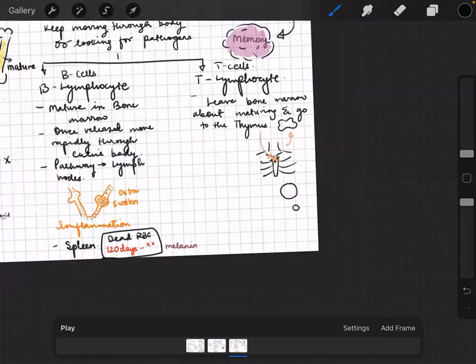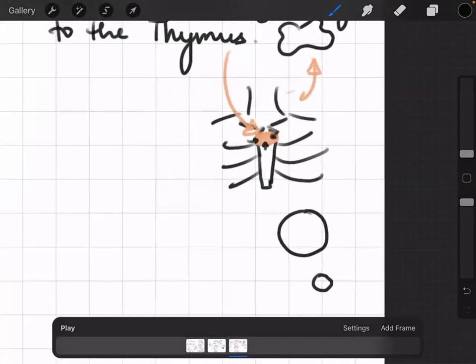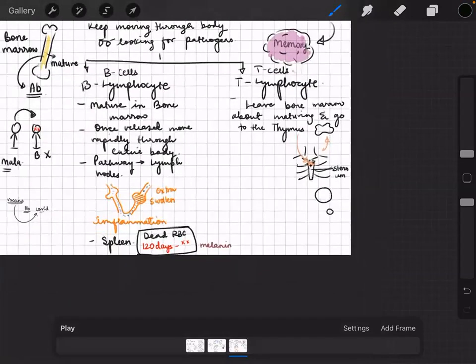Now, what these T lymphocytes or T cells do is they leave your bone marrow and they start off their journey to go to this gland, which is called thymus, which is located in your chest, right near this bone, which is called sternum. Okay, you do not need to remember this name, but you need to remember the general location where your T lymphocytes are going to go.